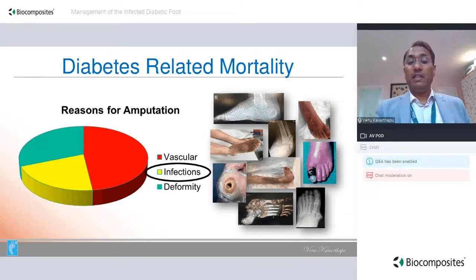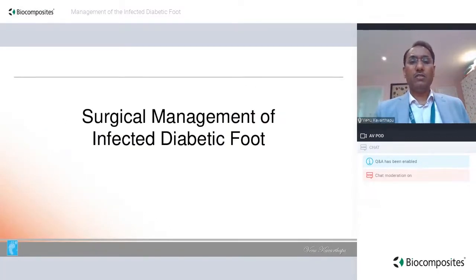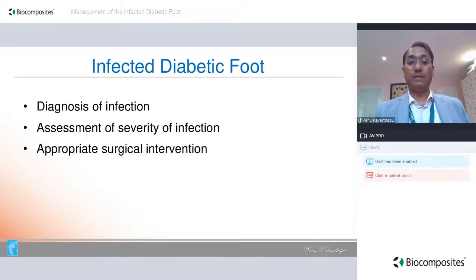So if you look at the conditions in a diabetic foot that eventually lead to an amputation, they can be related to vascular disease, infections or even deformity. But this talk will cover all aspects of infection-related presentations. So this talk will focus on the surgical management of an infected diabetic foot. And the components of that management include diagnosing the infection, assessing the severity of infection, and delivering appropriate surgical intervention when required.